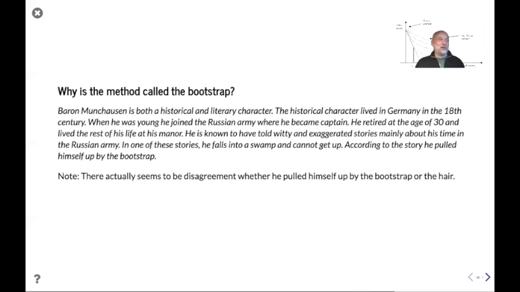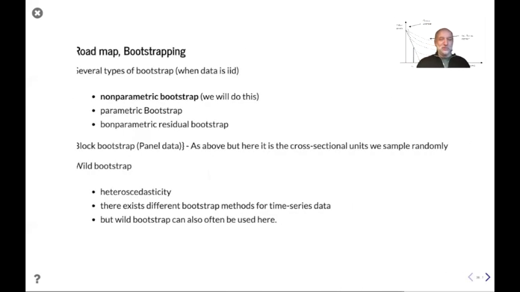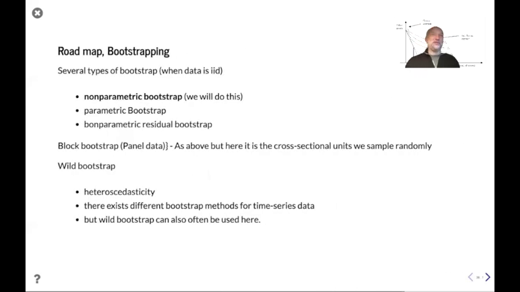Okay, sounds completely infeasible, right? And this is why we call it the bootstrap, because it's doing something that sounds impossible. How can you get the distribution of an estimator based on the one specific sample that you have? But it turns out in the case of the bootstrap, it works. And by the way, there seems to be a little bit of disagreement about whether Baron von Münchhausen pulled himself out by the bootstrap or by the hair. Neither seems to be the easiest way to get out of the swamp. But we're going to get out of the swamp.